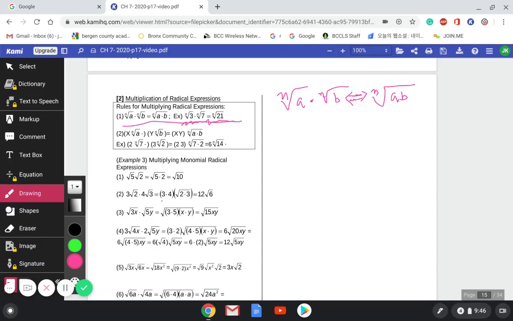And if you have something outside, you can just multiply separately. So 2 and 3 are outside, then you can combine 2 and 3 into 6. And inside, as long as they have the same index, 7 times 2 is 14.